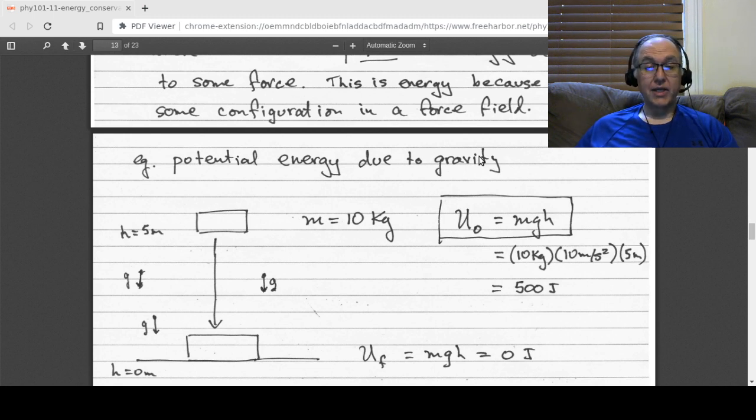But potential energy, it depends. Is it potential energy due to gravity? Is it potential energy due to a spring? And next semester, we'll see that electricity also has a potential energy. Is it a potential energy due to electricity, the electrical force? And so any force that's out there can have a potential energy associated with it, except friction, okay?